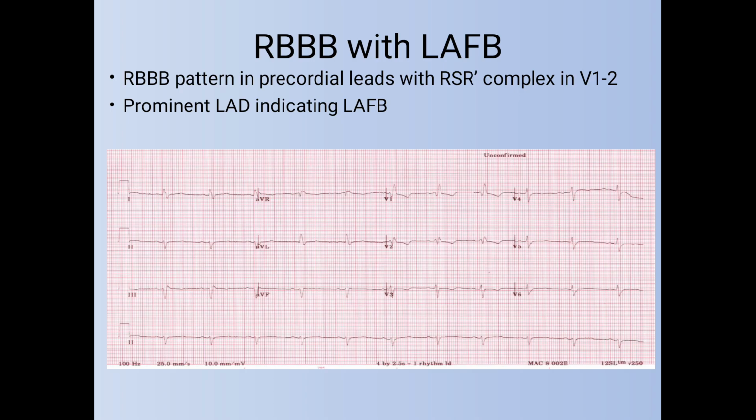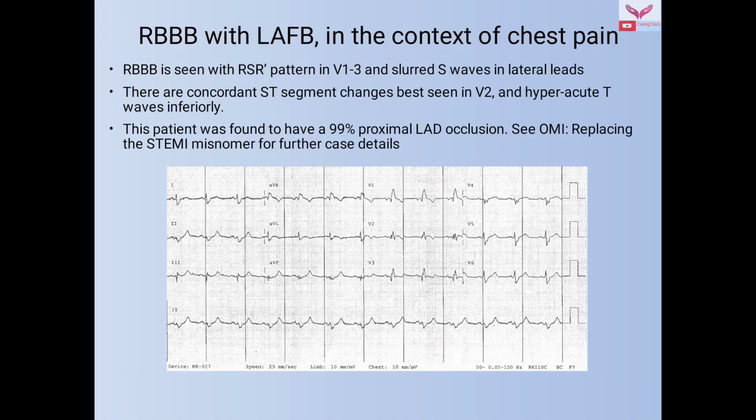So in this ECG we can see a right bundle branch block in precordial leads with RSR' complex in V1 to V2 and prominent left axis deviation indicating left anterior fascicular block. The right bundle branch block with left anterior fascicular block in the context of chest pain.